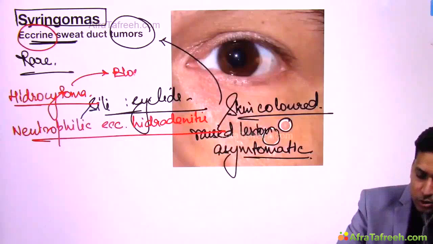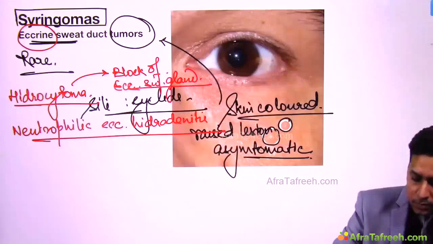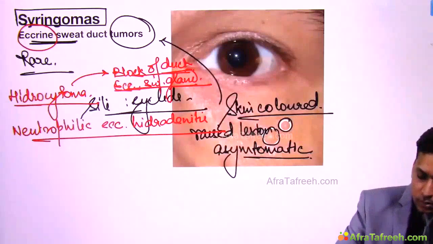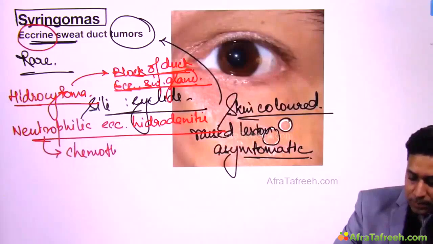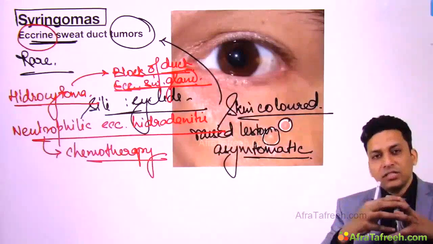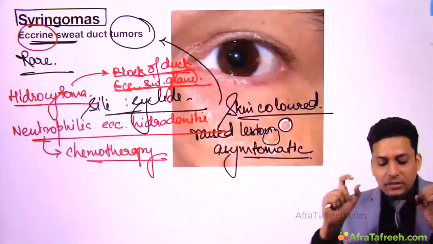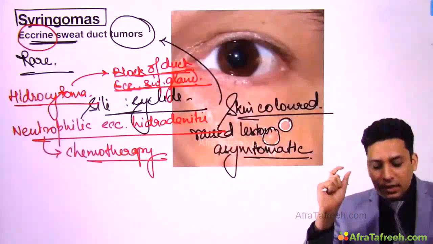Hydrocytoma is due to blockage of eccrine sweat glands. Here also the duct is blocked, while neutrophilic eccrine hidradenitis is due to chemotherapy. When the patients undergo chemotherapy, there is a lot of neutrophilic infiltration which occurs in the eccrine sweat glands, and this eccrine hidradenitis, that is inflammation of the sweat glands, might occur.